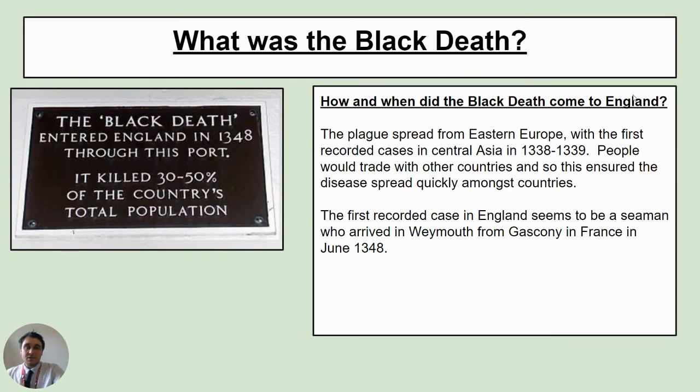Now, in England, it takes a little bit longer to get there because we are an island, and the first recorded case seems to be in Weymouth. So you've got this sign in Weymouth to this day, which is incredibly morbid. And the first recorded case was a seaman, so someone who was doing trading, who arrived in Weymouth from the French area of Gascony, June 1348. And as soon as he arrives, he has the Black Death and it spreads to other people. That's how we believe it got into England.